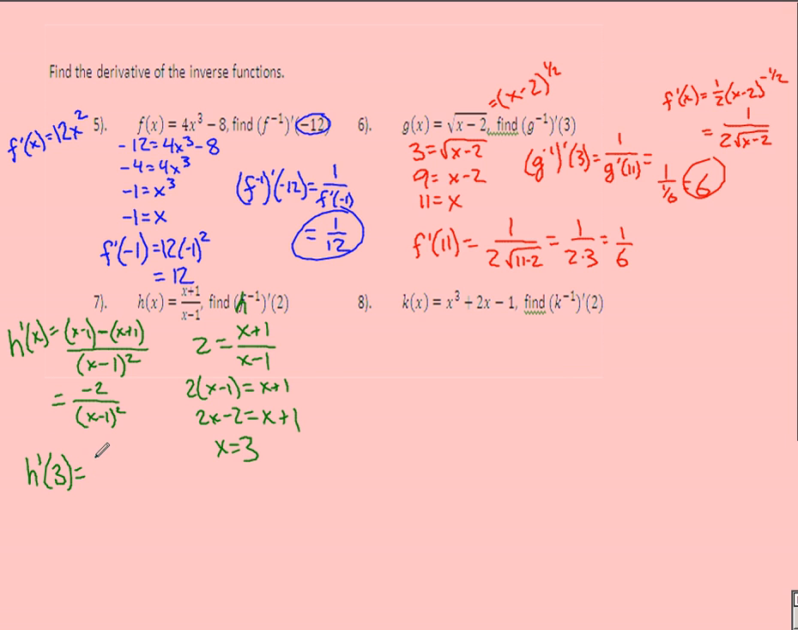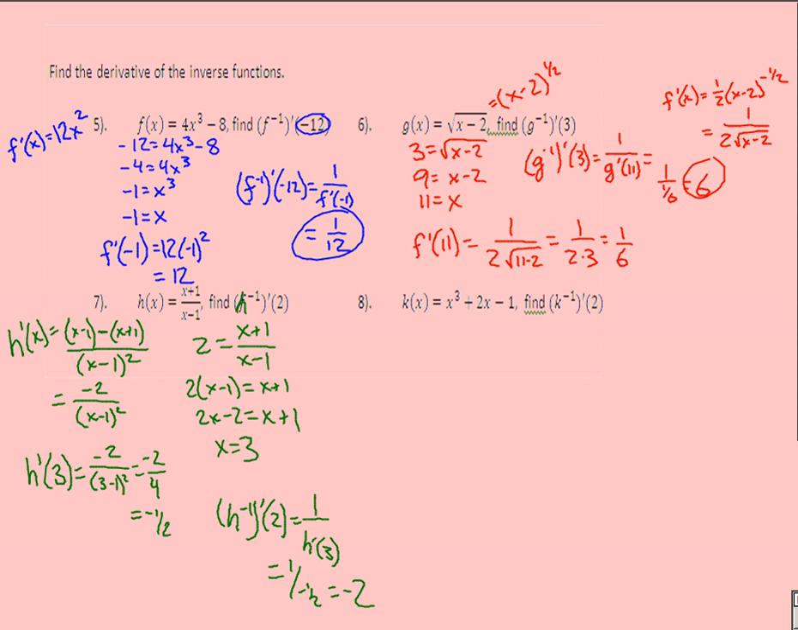I'm just going to plug that in. Negative 2 over 3 minus 1, the quantity squared. That's negative 2 over 4, which is the same as negative 1/2. So my final answer should be h inverse prime of 2, the same as 1 over h prime of 3. So that's 1 over negative 1/2, which is negative 2.